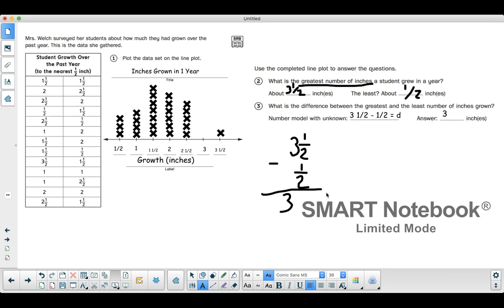Okay. So today you will be completing an assignment on ClassKick. You will be creating a line plot and answering some questions about the line plot that is created.